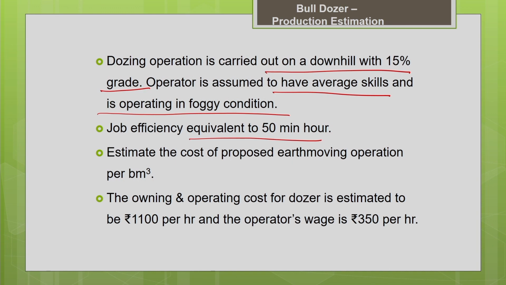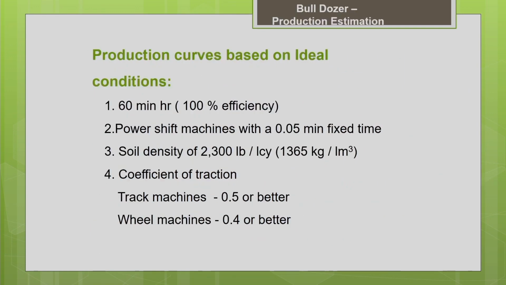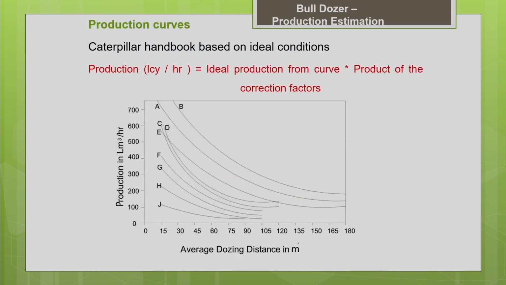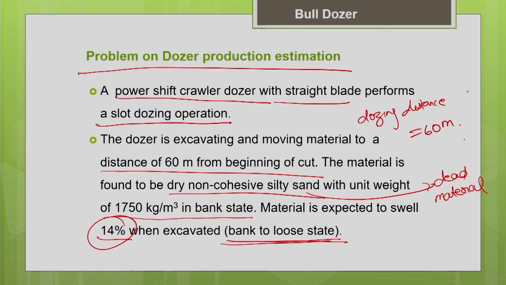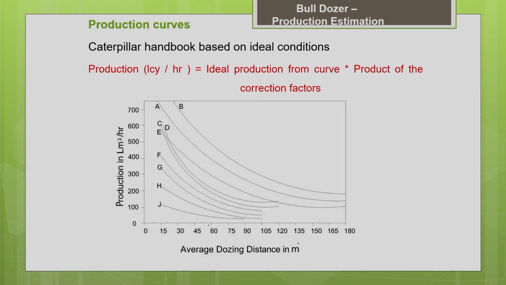Before moving further, let us try to recollect what we learnt earlier. In this we are going to make use of the production curves supplied by the manufacturer for the particular model. I hope you remember the sample production curves which I have shown you earlier. If you know the dozing distance, I can find the production from the curves. In this case, the dozing distance is given as 60 meter. Corresponding to the dozing distance, if you know the model, you can calculate the productivity.